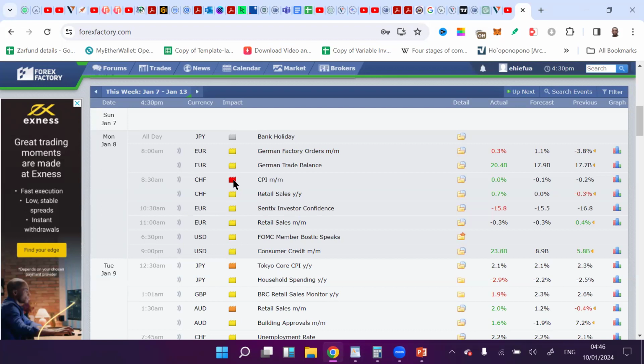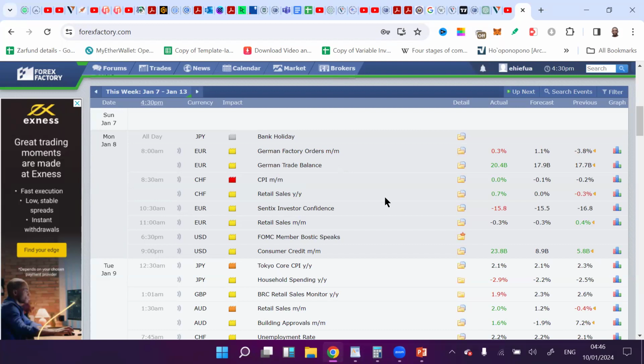Then you have the red folder. The red folder is high impact expected. High impact expected, that's what you are looking for. So whenever you see an event that is in the red folder, it tells you, oh, this is important. I should pay attention to this, right?